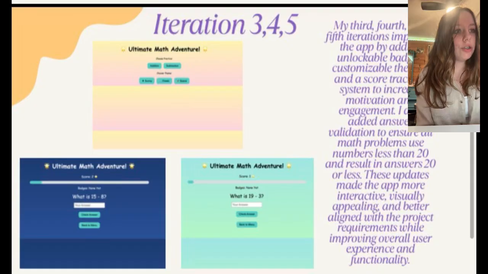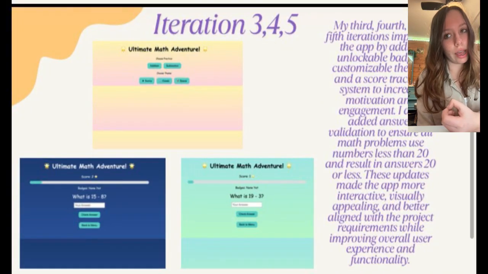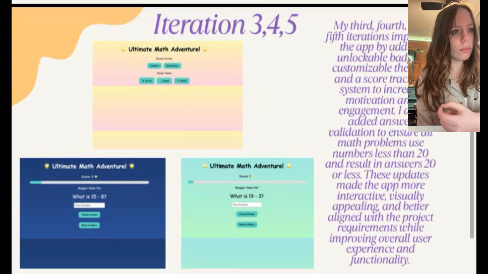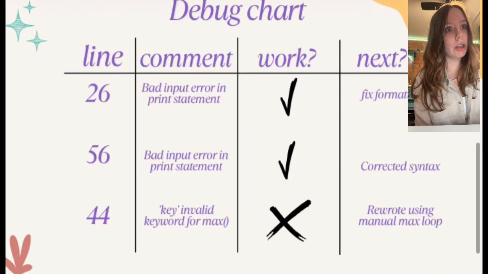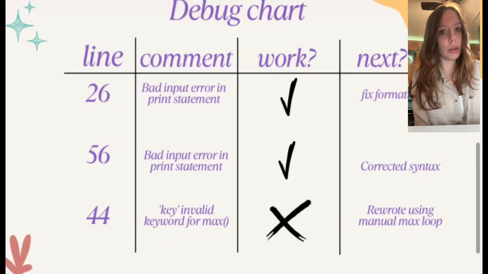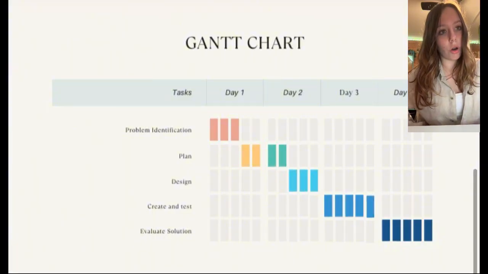I also made sure that all of the math problems added up and used numbers under 20 because they're kindergartners and it's supposed to be simple math facts. They made the app more interactive and fun just for younger users. So here's my debug chart basically showing what worked, what didn't, and how I fixed it. This is my Gantt chart. It shows what days I worked on what.